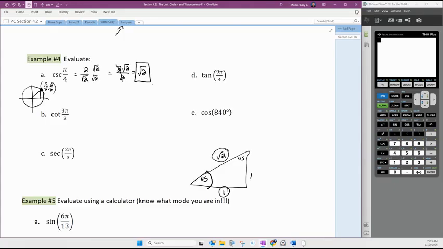Cotangent of 3 pi over 2. I'm going to visualize where that is. 3 pi over 2 is right here. And that is 0, -1. Tangent is the y over the x. So cotangent is the x over the y. That would be 0.